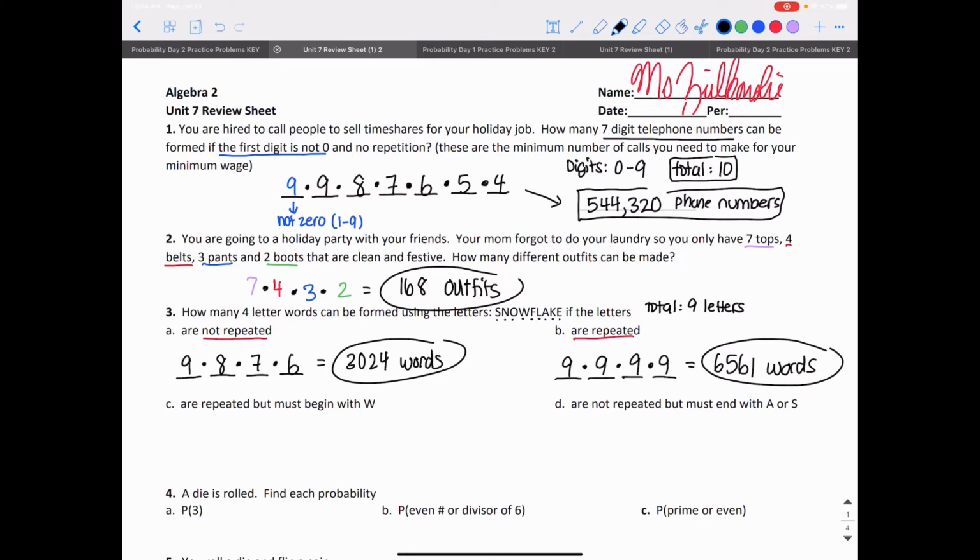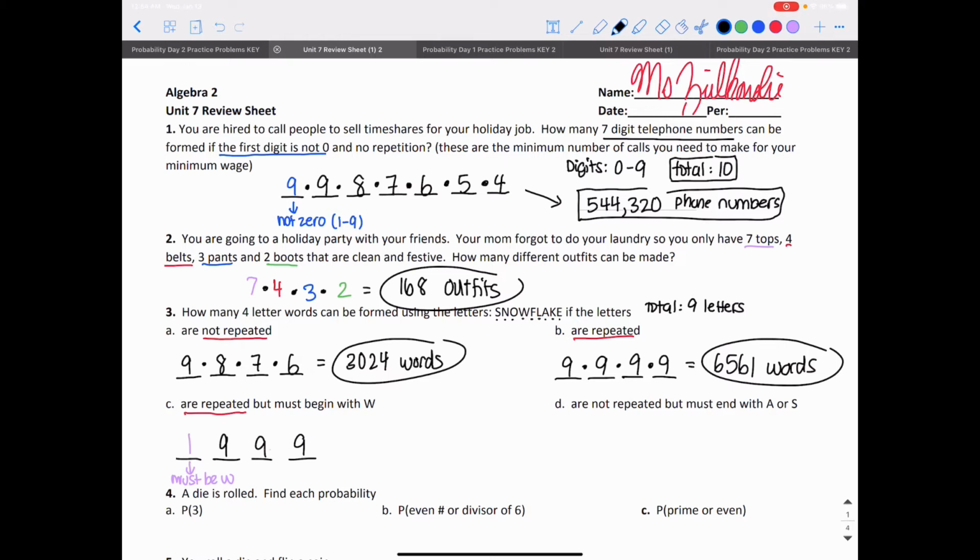For C, I want to know if they're repeated and must begin with a W. So again, I have 4 letters in my word. It must start with a W, so this must be W. If the first letter must be W, I only have one option, W for that one. If I am allowed to repeat the letters, that means that I can repeat W if I want. I have a total of 9 letters to choose from, so I have 9 letters to choose from for the second letter. Same with the third letter, 9 to choose from, 9 to choose from for the fourth letter.